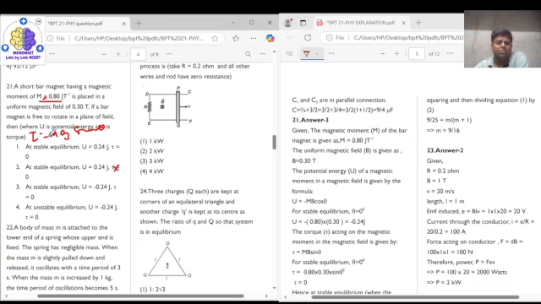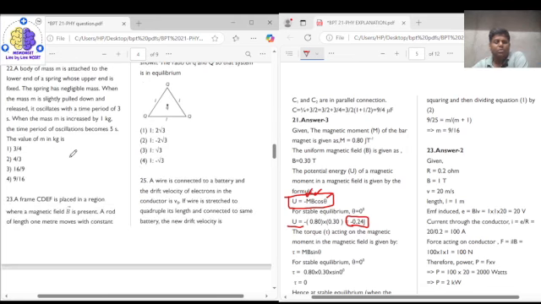mb cos theta. So U equals minus mb cos theta. We have the value of m, we have the value of b, and theta will be taken as 0. Putting the values, we get U equals minus 0.24 joule. And why will the torque be 0? Because it's in stable equilibrium, so it will not experience any torque. Therefore, the correct answer for question number 21 is option 3, that is, at stable equilibrium, energy is minus 0.24 joule and the torque is equal to 0.